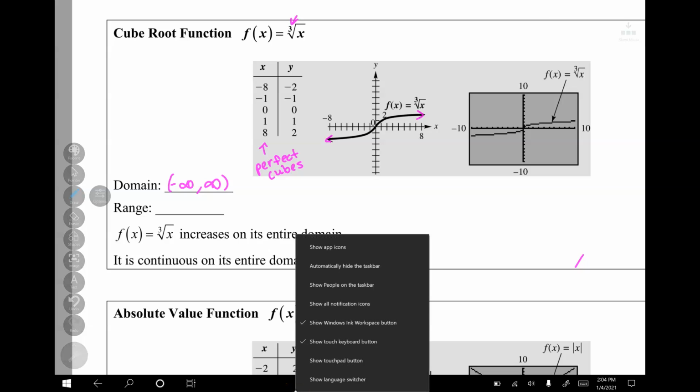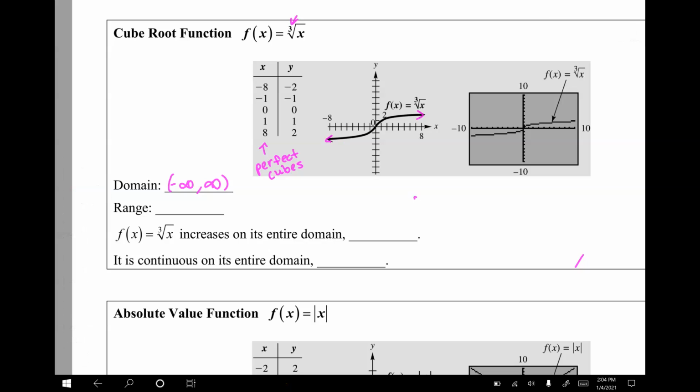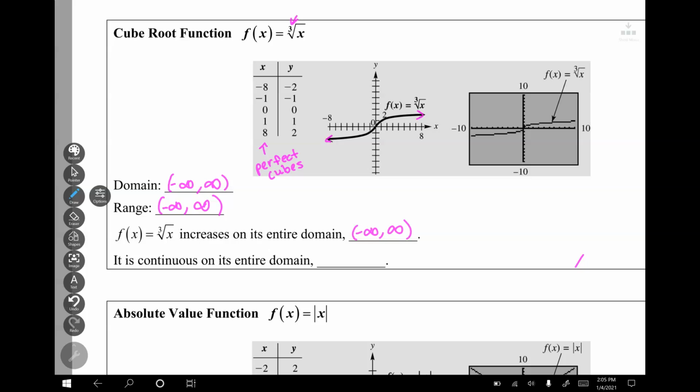Range, even though it's really skinny or really narrow here, the range is going to eventually hit all values, negative to positive infinity. F of x equals the cube root of x. It's increasing on its entire domain. You see the slope is very small, but it is positive, and then it gets more positive, less positive, but still positive the entire time. So on the whole domain, it's increasing. And then it is also continuous on the entire domain as well.